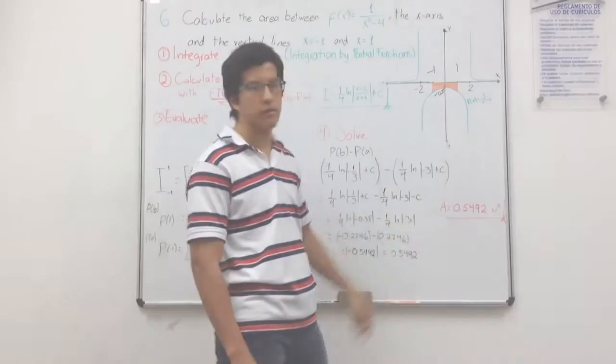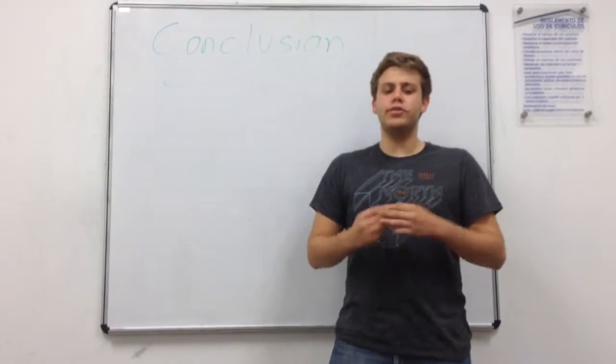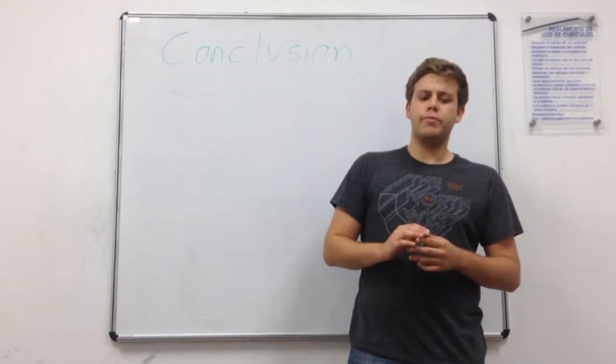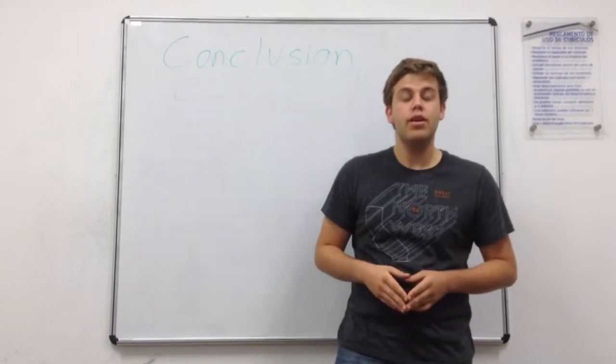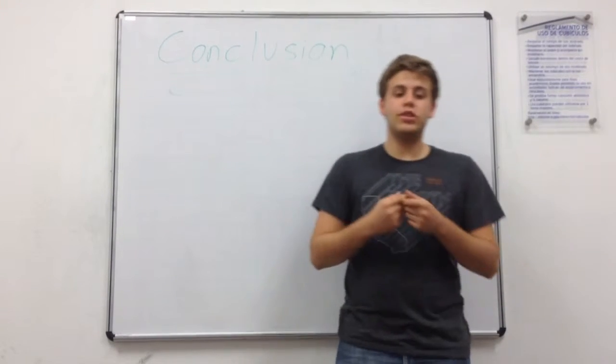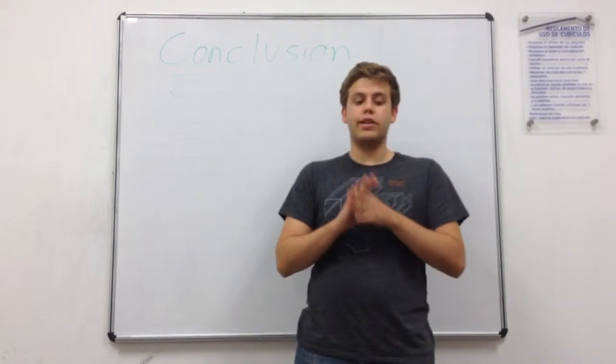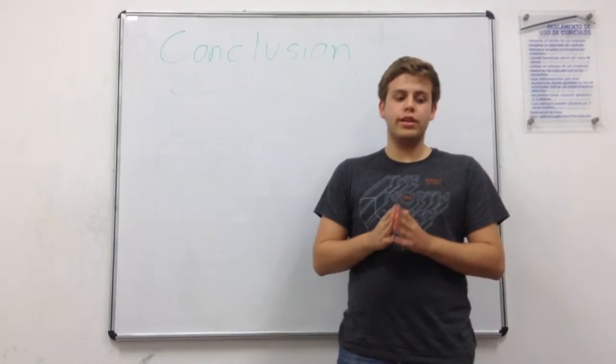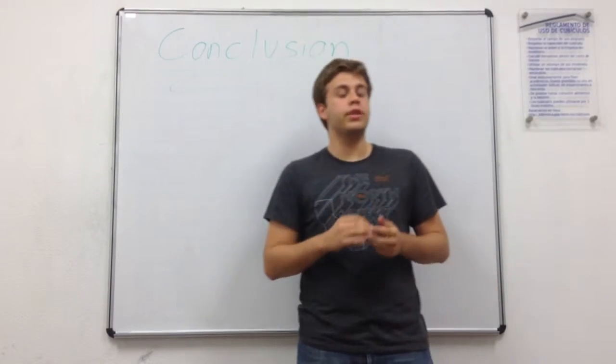0.5492 units squared. After finishing this problem, we can conclude that there is a huge variety of methods of integration for solving multiple problems in real life. For example, this topic could be used as a tool for an engineer to calculate areas of buildings, bridges, etc. for his work.